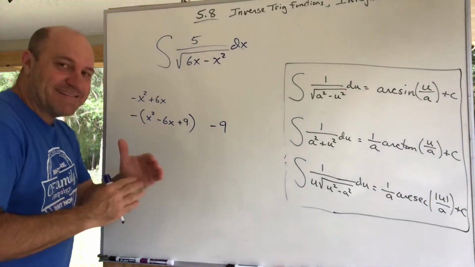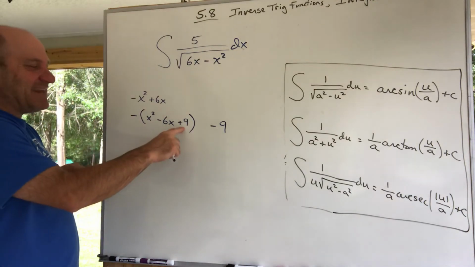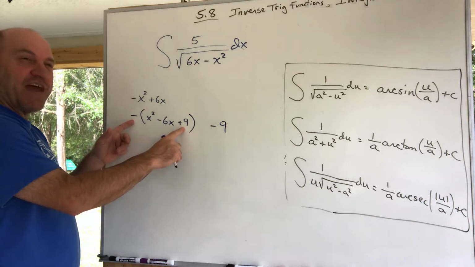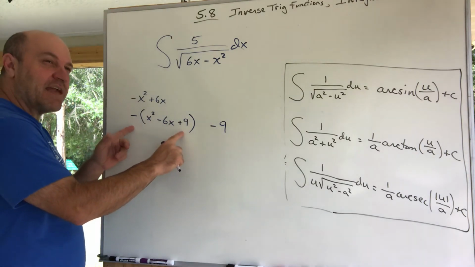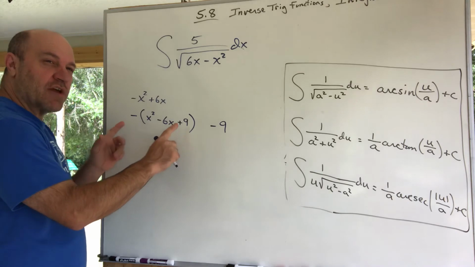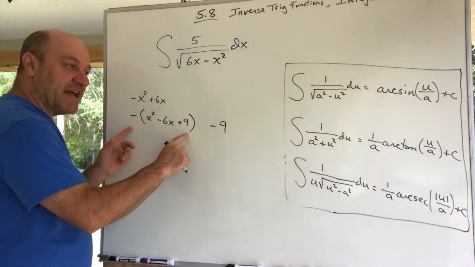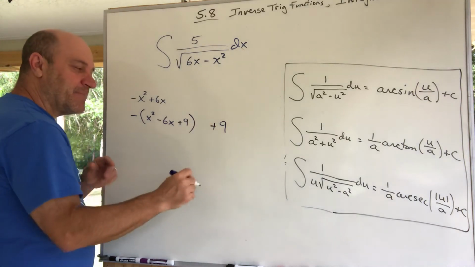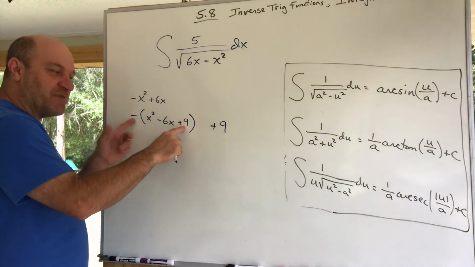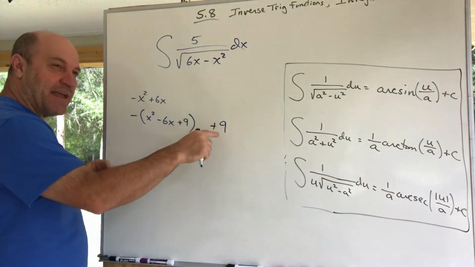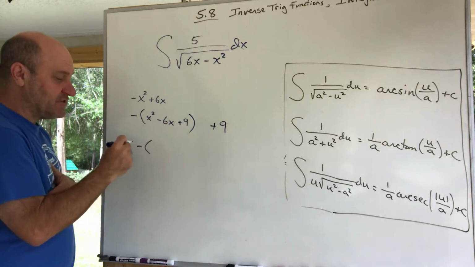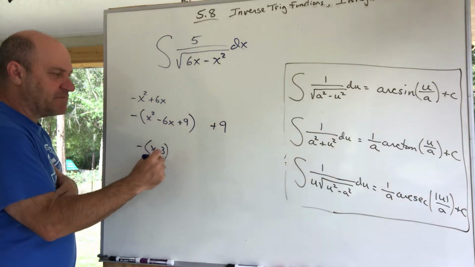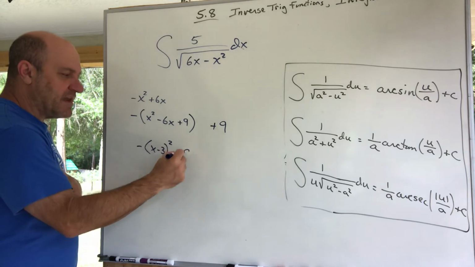But wait a minute, time out. I added this 9, but with this negative sign factored out, that's really a negative 9 I just added. So to compensate, I should do the opposite. I should add a 9 here. That added 9 is really a negative 9, so I add a 9 to do the opposite. This is now a perfect completed square with a negative sign out front. It's x minus 3 squared with a negative sign out front.